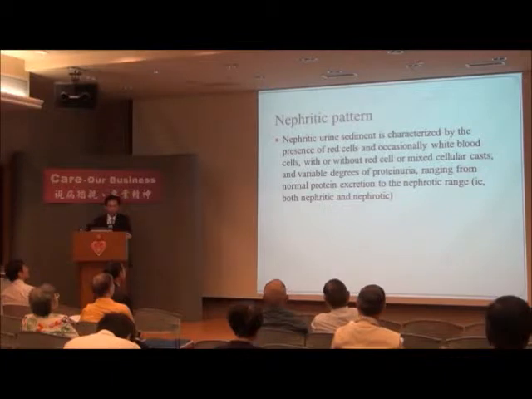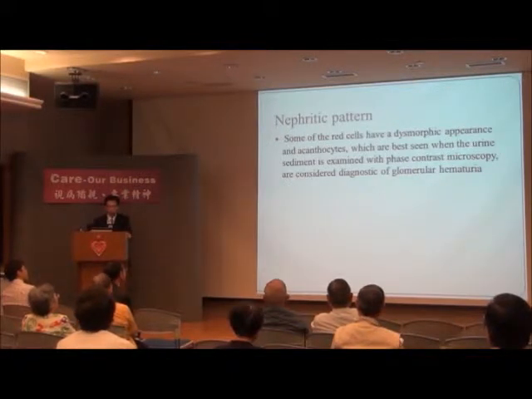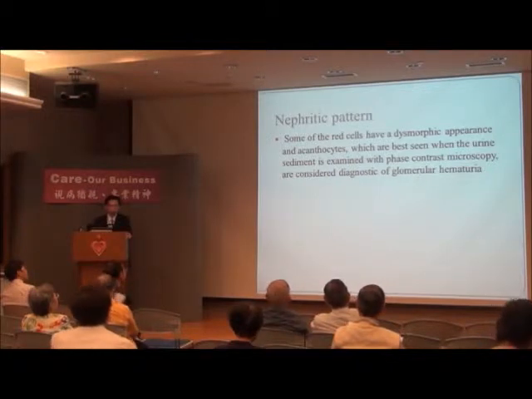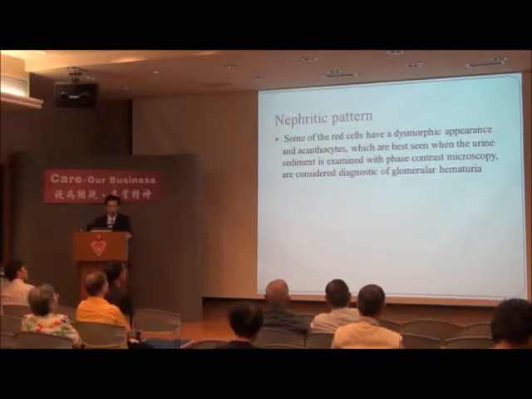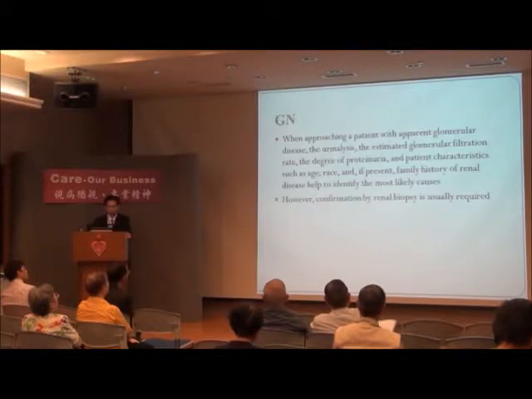For the nephritic pattern, nephritic urine sediment is characterized by the presence of red cells and occasionally white blood cells, with or without red cell casts or mixed cellular casts, and varying degrees of proteinuria, ranging from normal protein excretion to nephrotic range, that is both nephritic and nephrotic. Some of the red cells have a dysmorphic appearance and acanthocytes, which are best seen when the urine sediment is examined with phase contrast microscopy and are considered diagnostic of glomerular hematuria.